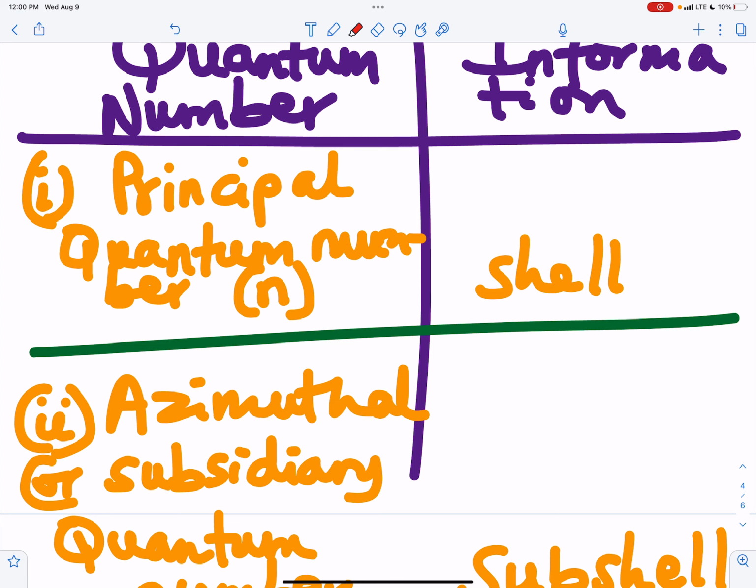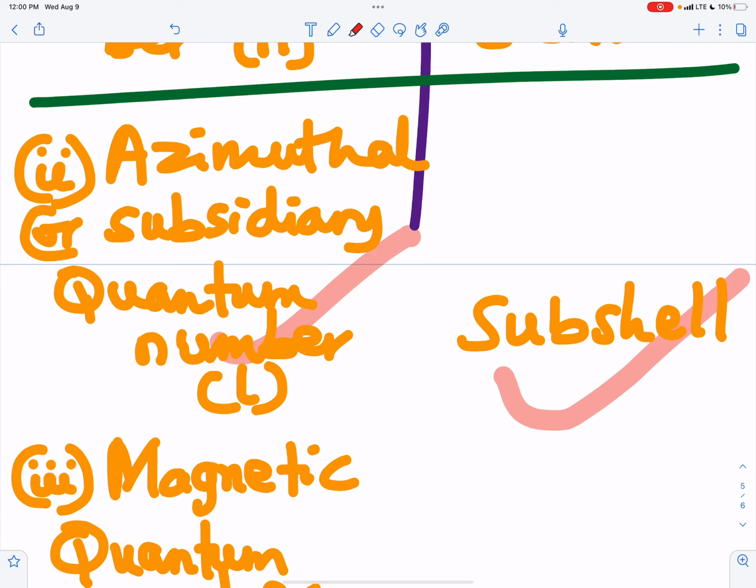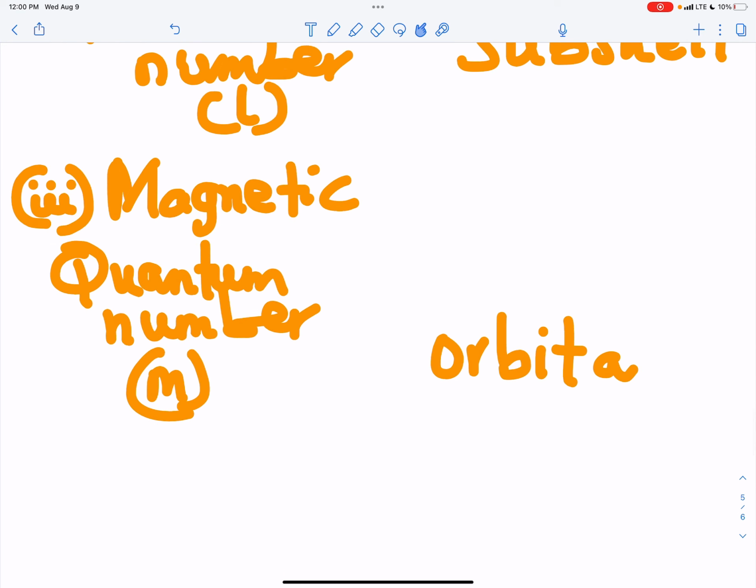When you see the subsidiary or azimuthal quantum number, that value tells you the subshell an electron belongs to in an atom. After knowing the subshells, which usually have orbitals, the quantum number that will tell you what orbital an electron belongs to in the subshell is the magnetic quantum number.